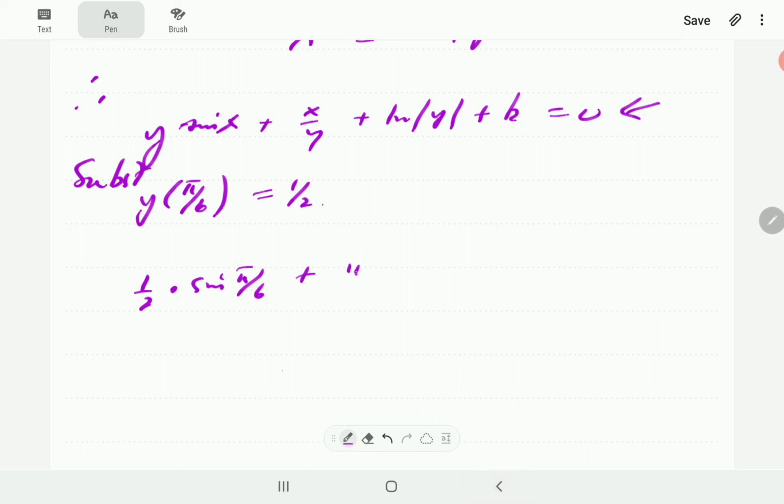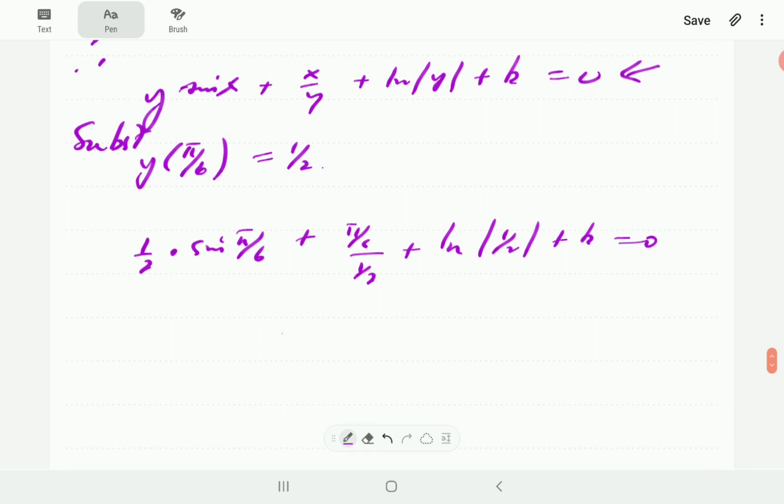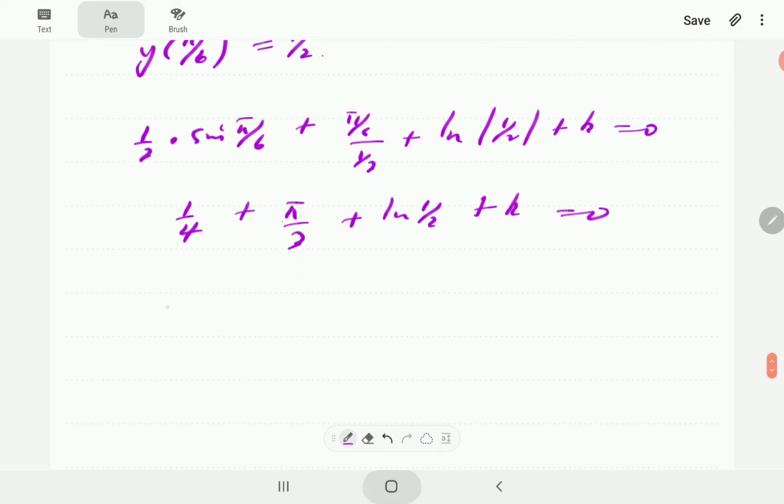X is pi over 6 divided by 1/2 there. Then ln 1/2 plus k is equal to 0. Okay. So the first term, sine pi over 6 is just 1/2, so it's going to be 1 over 4. So it's going to be pi over 3 ln 1/2 plus k equal to 0.